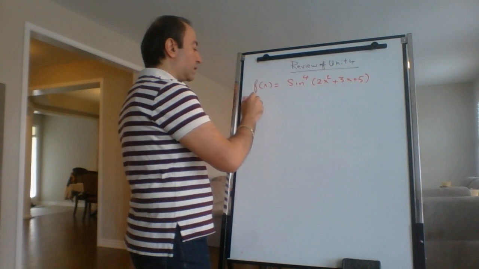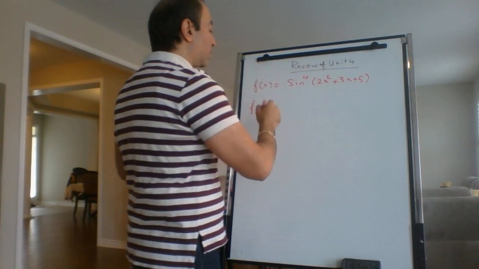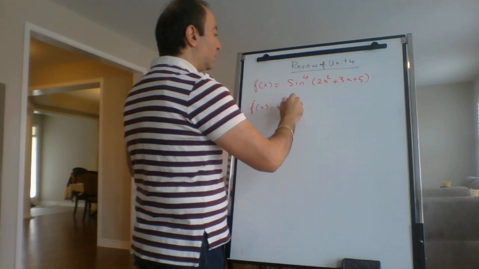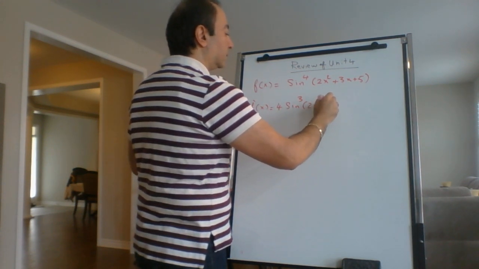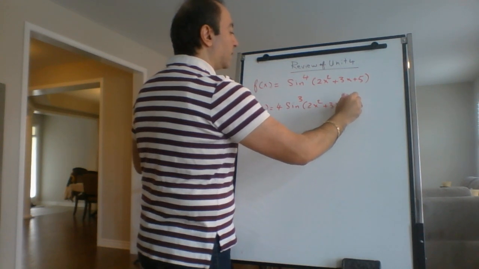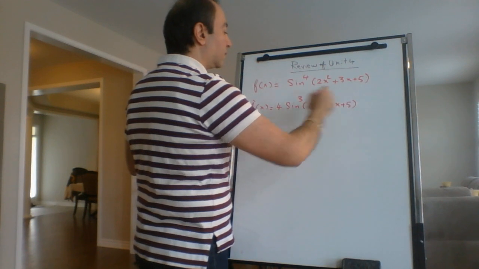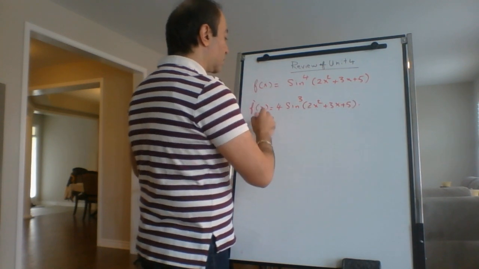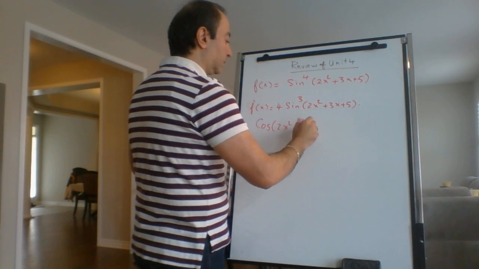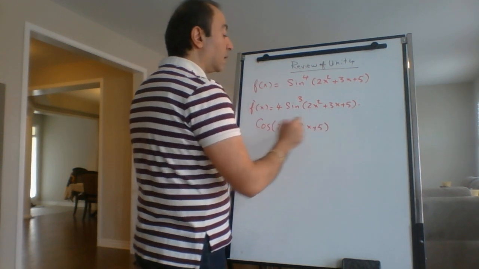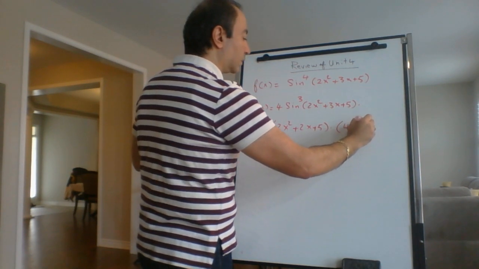The derivative of this will be, this is like g of x to the power of n, so n g of x to the power of n minus 1 times the derivative of g of x. Derivative of sine anything is cosine that thing, times the derivative of whatever inside, which is 4x plus 2.